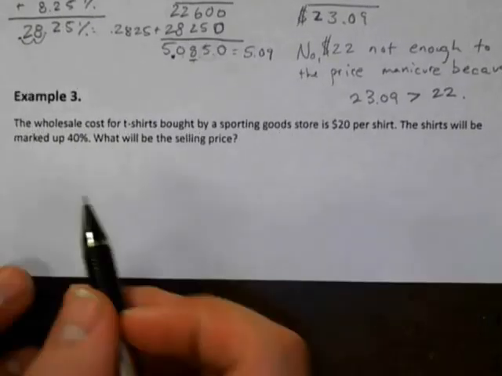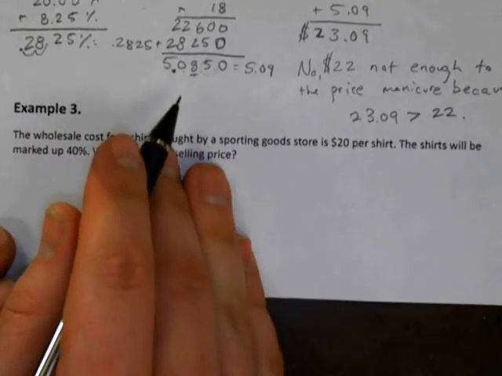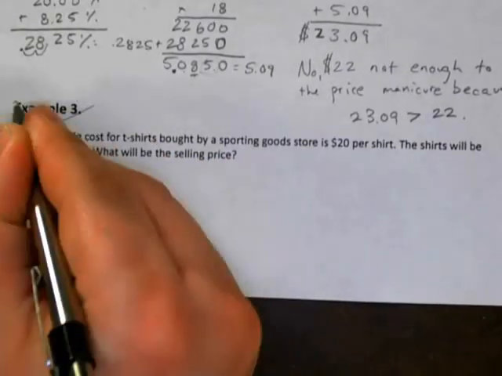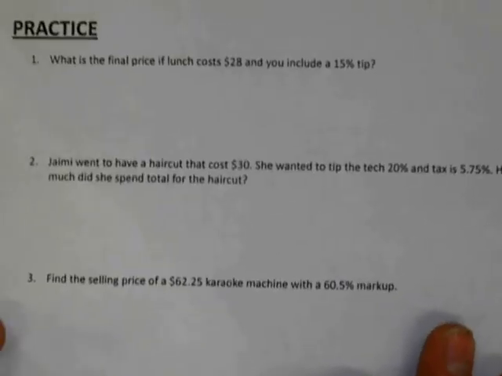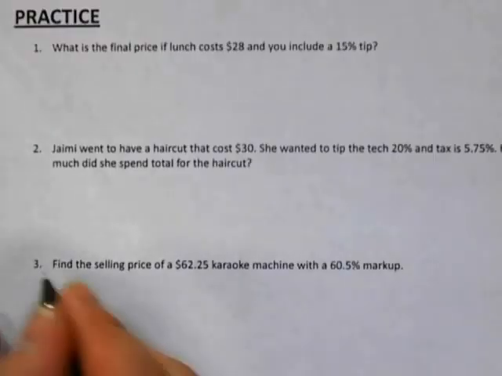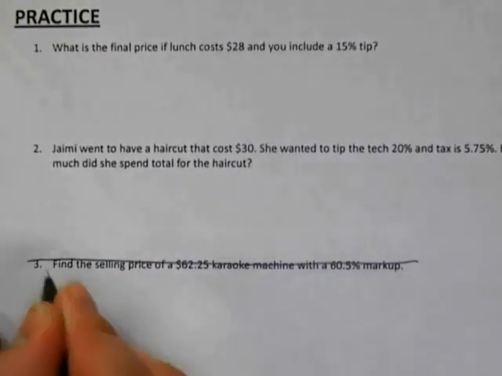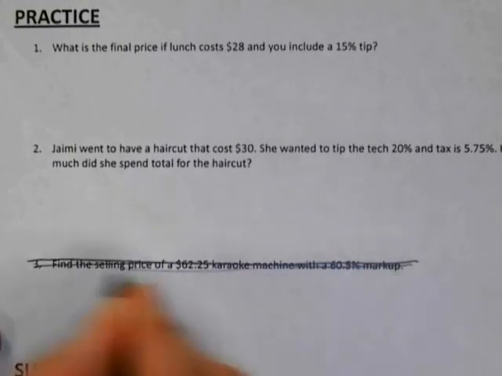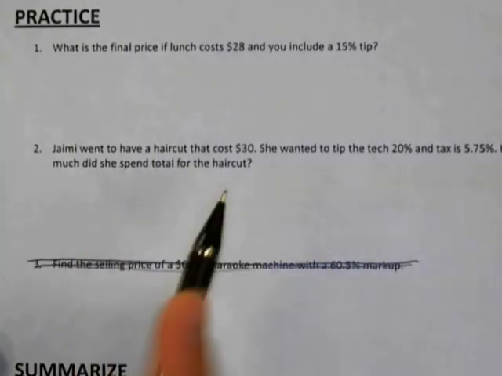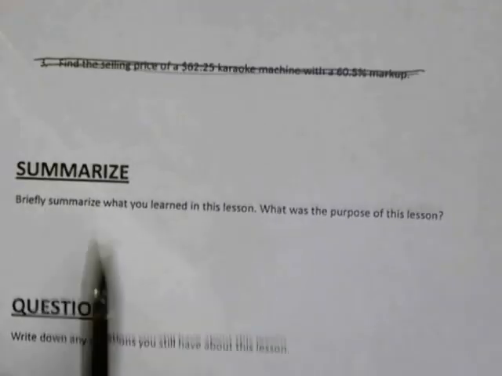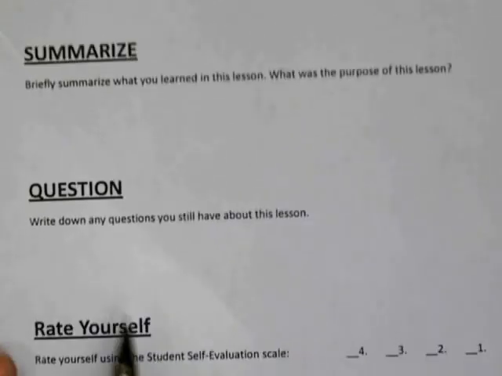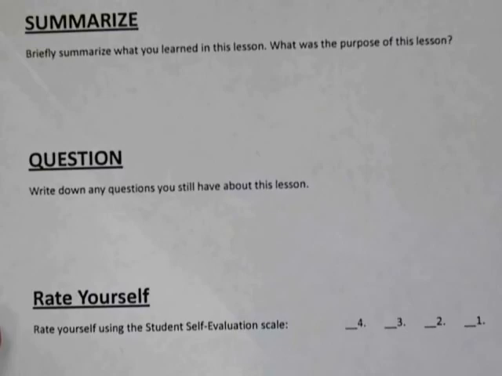So before you go on to example 3, I wanted to explain a few things. We're going to do example 3 later, so let's cross this off. Don't worry about that. And then flip your page over. And right here on practice number 3, I want you to cross that off. I don't want to do practice number 3 either. So you need to do, for the rest of homework now, after watching the video, practice number 1 and 2. Summarize it, ask your question, and then rate yourself on a scale of 1 to 4. Have fun.